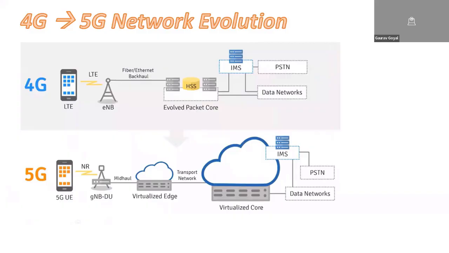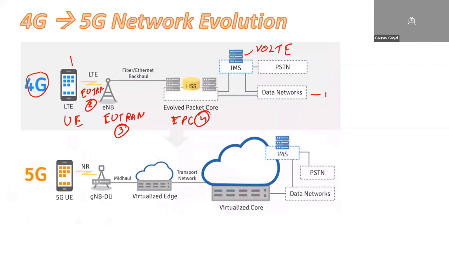Okay. So 4G to 5G network evolution. Here we have 4G. In 4G we have various parts. The first part is the UE, then we have EUTRA, then we have the EPC, then we have VoLTE, right? And then we have the PDM.